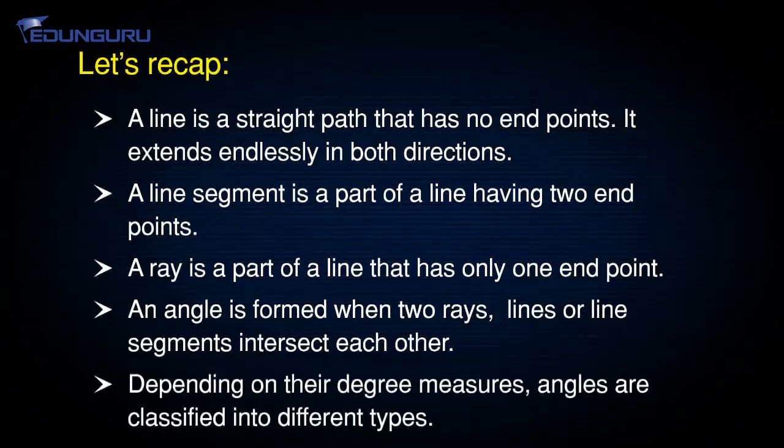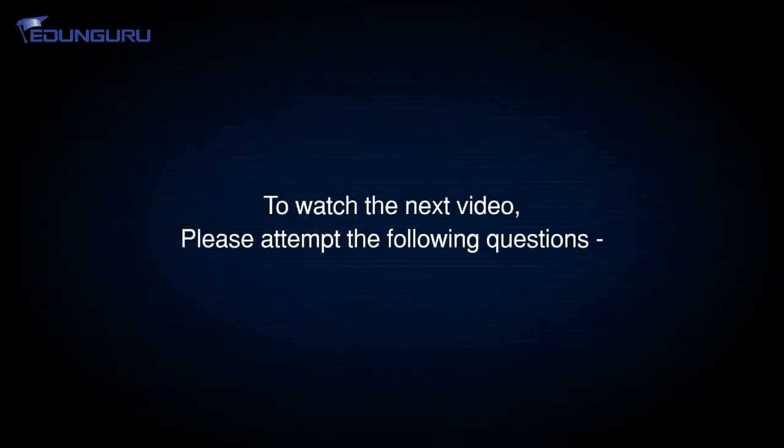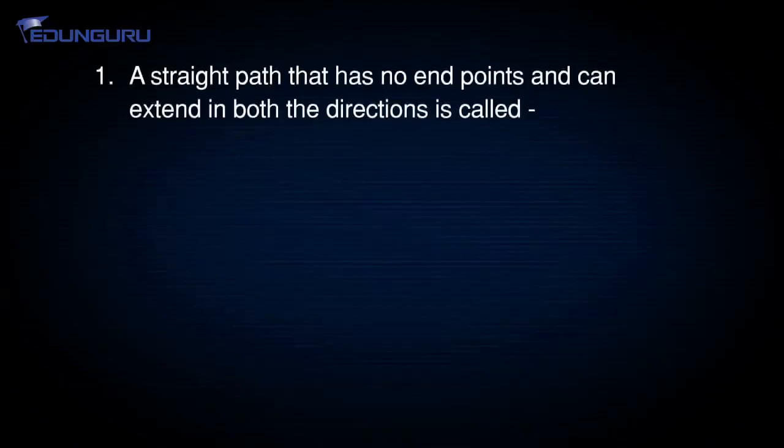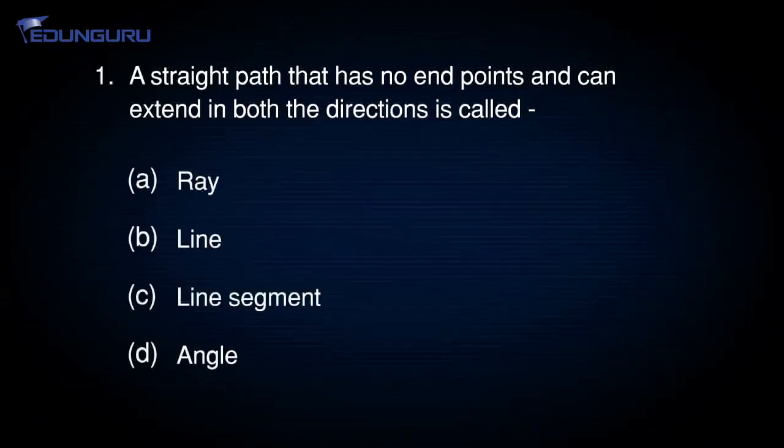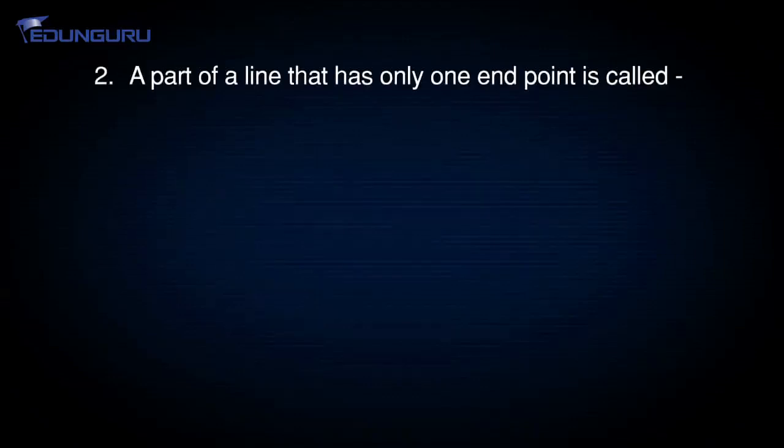Depending on their degree measures, angles are classified into different types. So students, now answer the following questions. Question number 1. A straight path that has no endpoints and can extend in both the directions is called. Options are A. Ray, B. Line, C. Line segment, D. Angle. Question number 2. A part of a line that has only one endpoint is called.